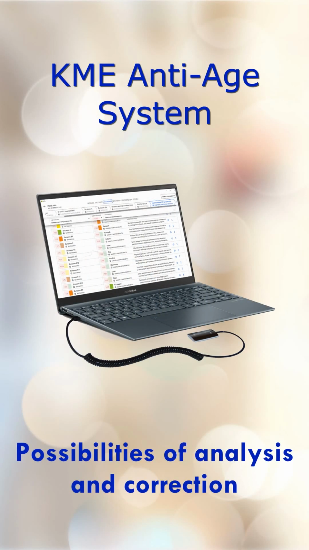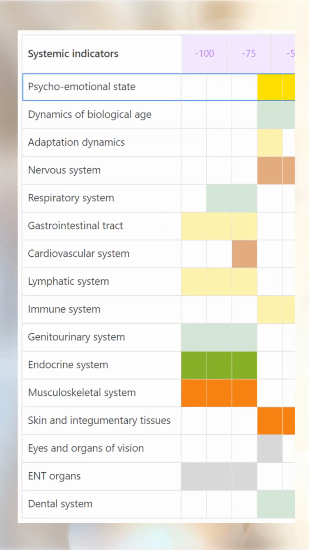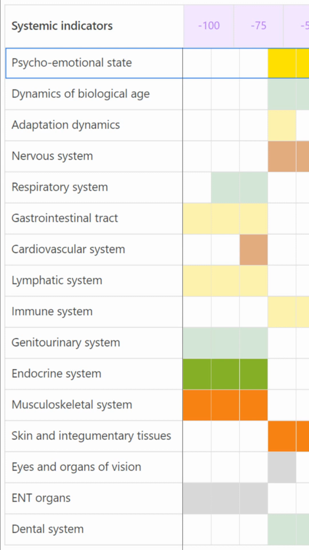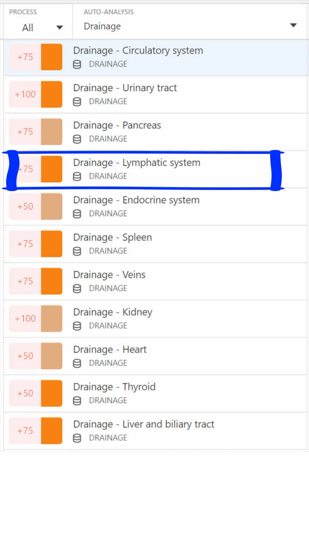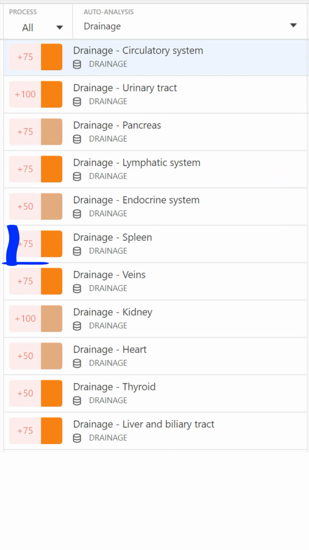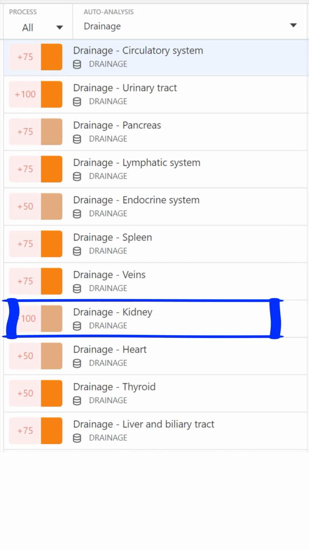Possibilities of analysis and correction in the KME system. An extensive set of markers is used to analyze the body's condition in the KME system. A marker should be understood as the digitized and stored in the system average statistical form of the electric field of various physiological processes or substances.